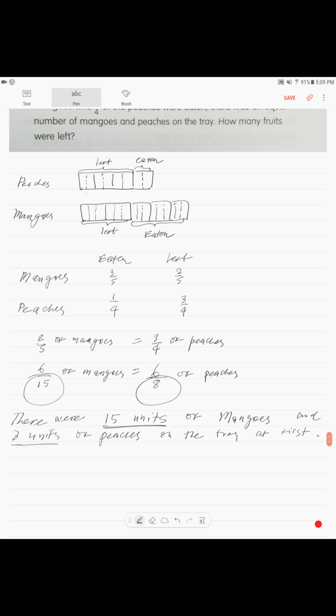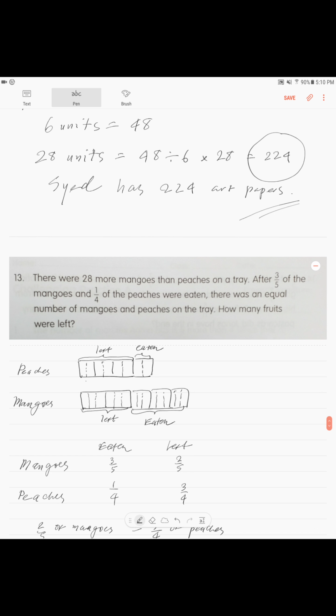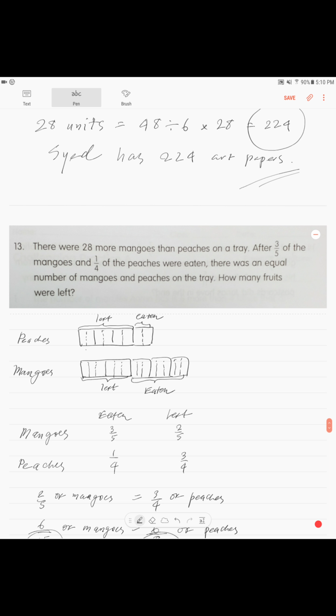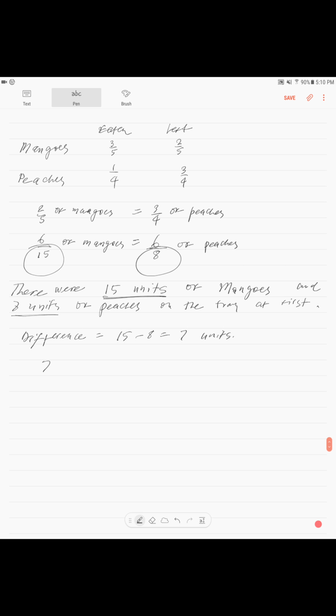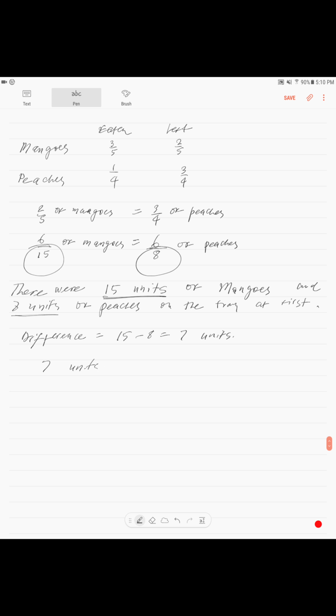So what is the difference? The difference is 15 minus 8 equal 7. 7 units of difference. And they tell us, as the first sentence, there were 28 more mangoes than peaches on the tray. This is our 7 units of difference. So this is what we write. Oh, sorry about that. 7 units is 28. 28 fruits. Yeah?